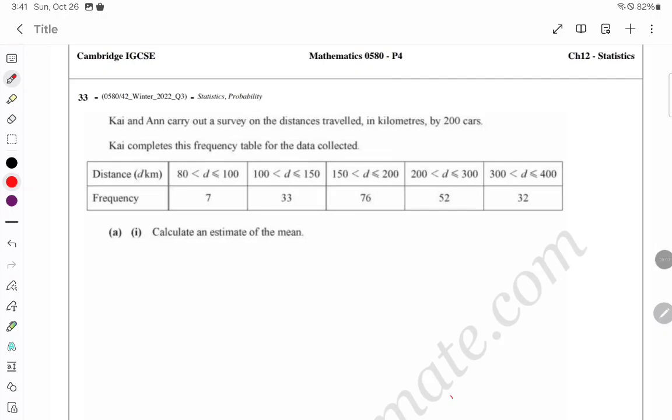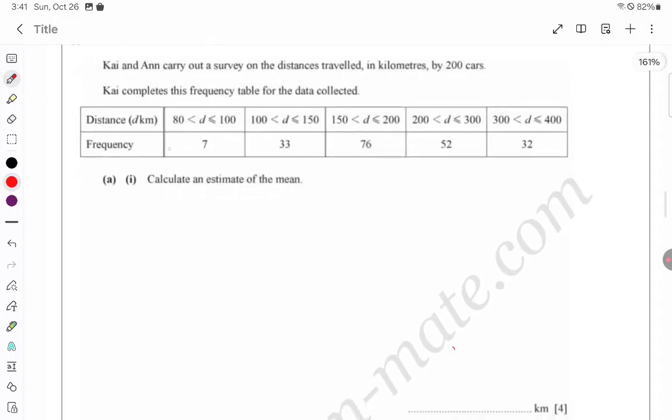So in question 33, Kai and Ants carry out a survey on the distance traveled in kilometers by 200 cars. Kai completes this frequency table for the data collected. This is for the Kai, and we have to estimate the mean. Again, complete the table for that.